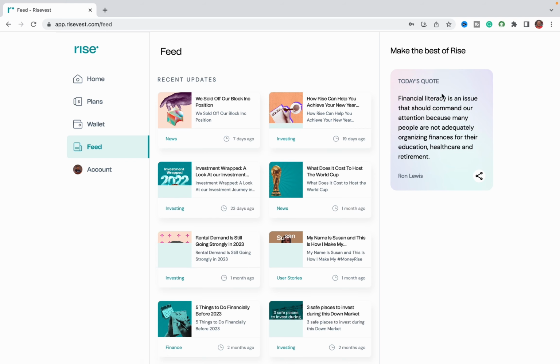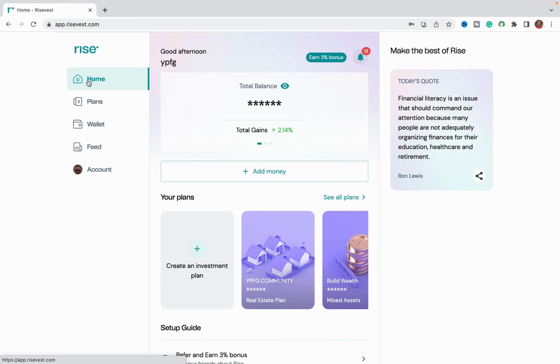Then I love that they always have quotes. Financial literacy is an issue that should command our attention because many people are not adequately organizing finances for their education, healthcare. So you need to always take this in. I hope that this helps you out.